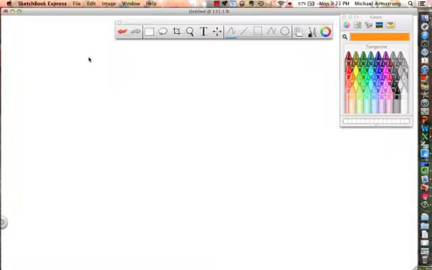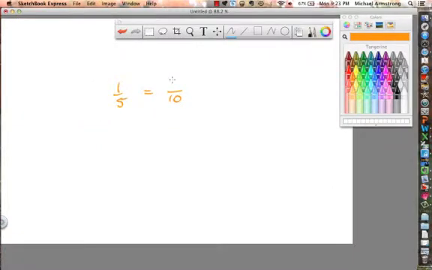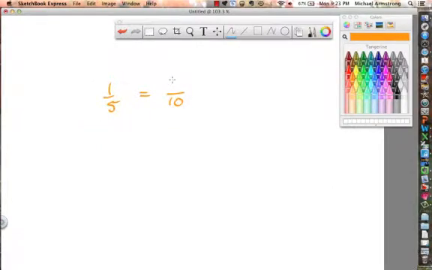Okay, the other thing is write the fraction as a percent. So you could take 1/5 and write it as a percent. You could go straight to tenths. 5 times 2 is 10. Remember, you have to multiply. 1 times 2 is 2, so 2/10, which is the same as 20/100ths, which is the same as 20%.